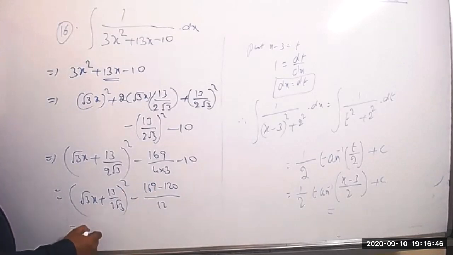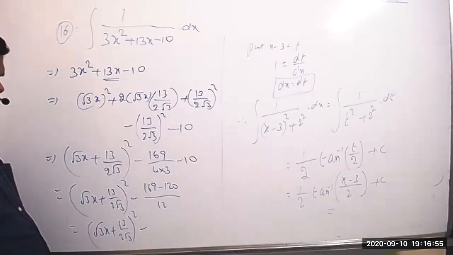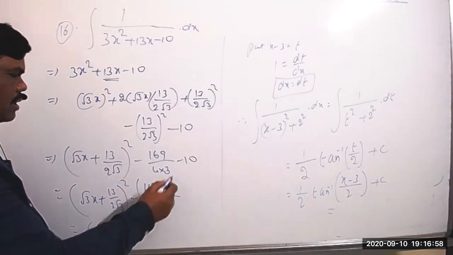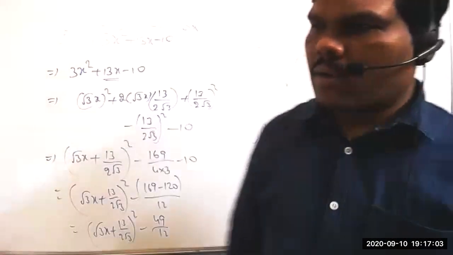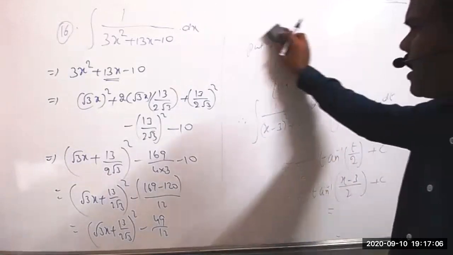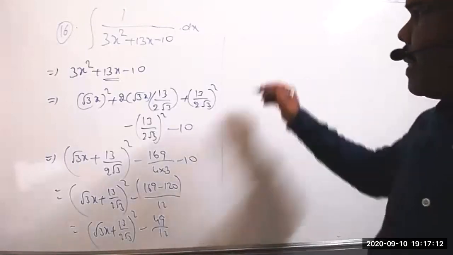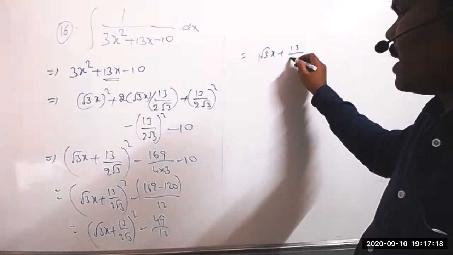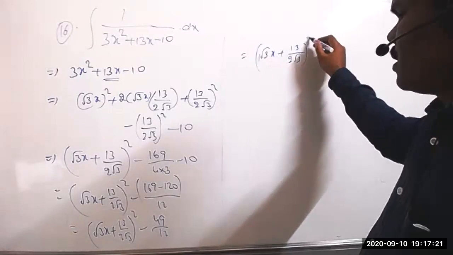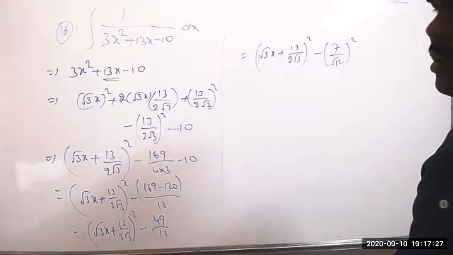So root 3x plus 13 by 2 root 3 whole square minus... 169 minus 120 equals 49 by 12. Now compulsorily we have to write it in the form of x square minus a square. The first term we can write as it is, but the second term we have to change again: root 3x plus 13 by 2 root 3 whole square minus 7 by root 12 whole square.